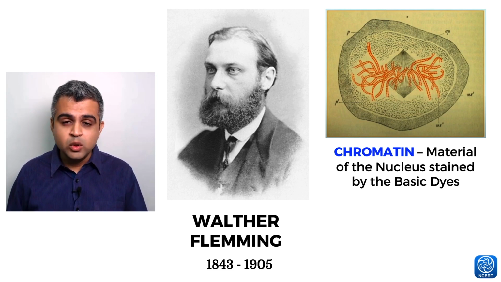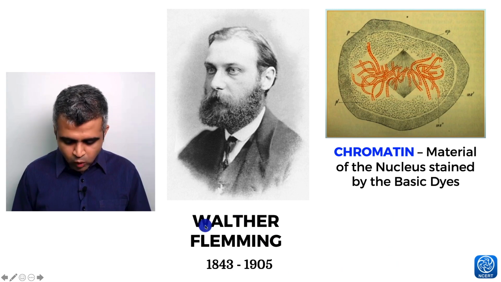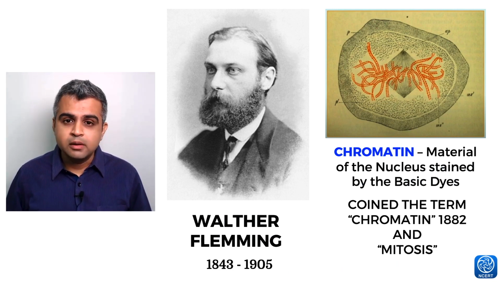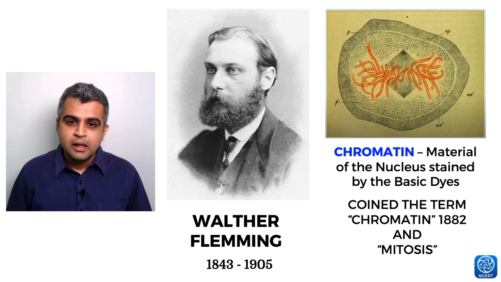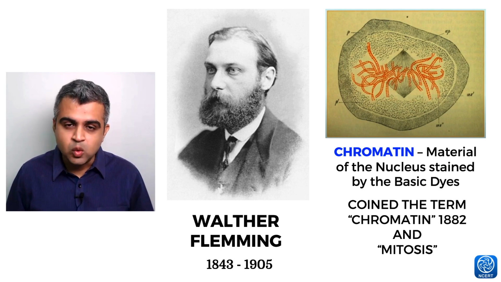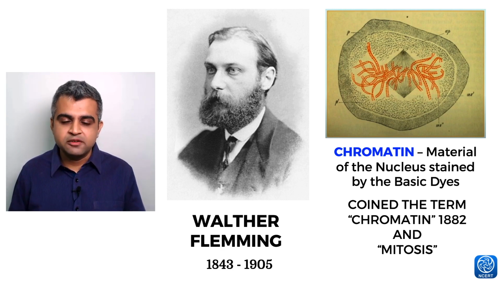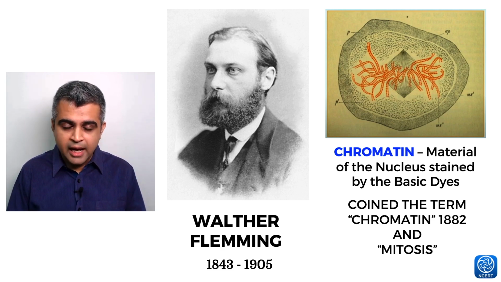Who was the person who discovered this chromatin for the first time? It was Walter Fleming. And Walter Fleming used basic dyes to see this material inside the nucleus. So chromatin, material of the nucleus stained by the basic dyes, was first coined by Walter Fleming, and that was in the year 1882. In fact, Walter Fleming is the same person who also coined the term mitosis. So this is what you need to know about Walter Fleming. Is that clear? So the first scientist was Robert Brown and the second scientist is Walter Fleming.